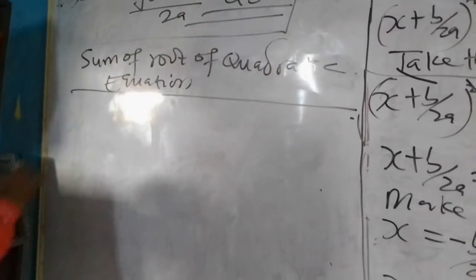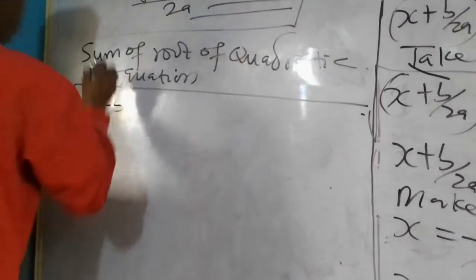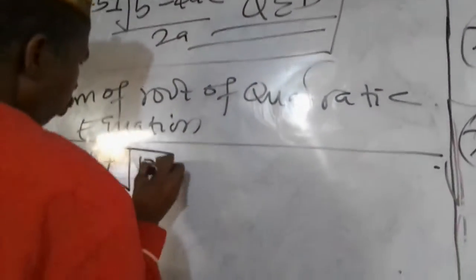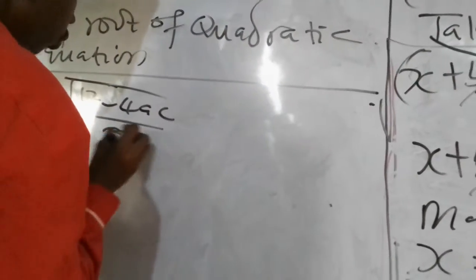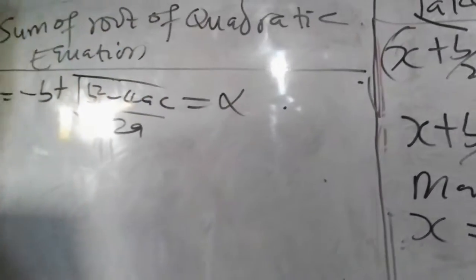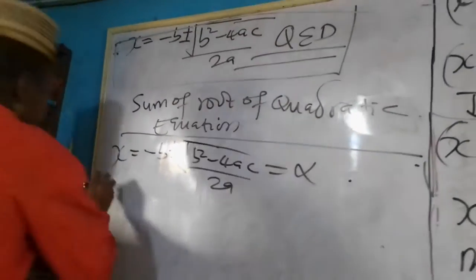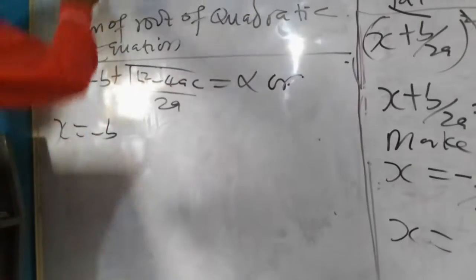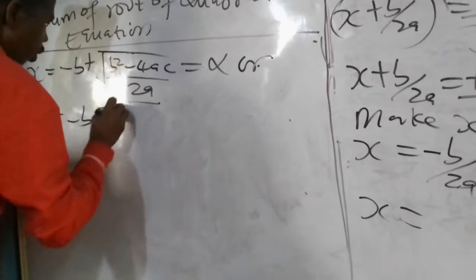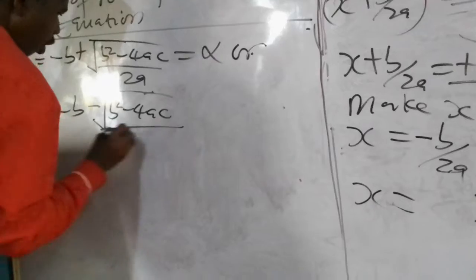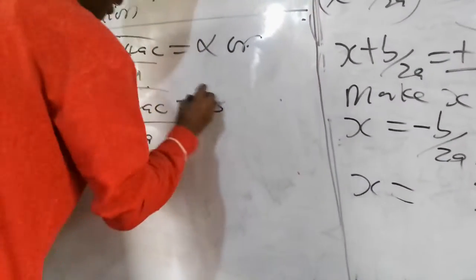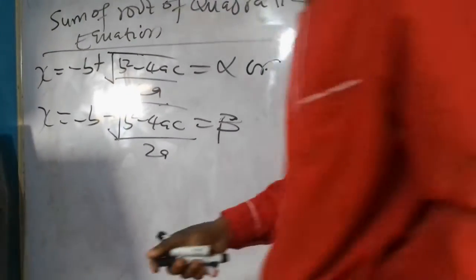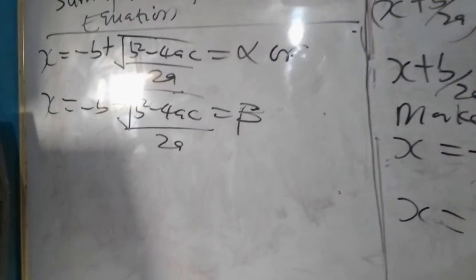If x can be written as minus b, positive, we are taking the positive side, square root of b square minus 4ac all over 2a, let us call this one alpha. Then we take the negative side, x is equal to minus b, minus square root of b square minus 4ac all over 2a. Let us call this one beta. We call the first one alpha and the second one beta.